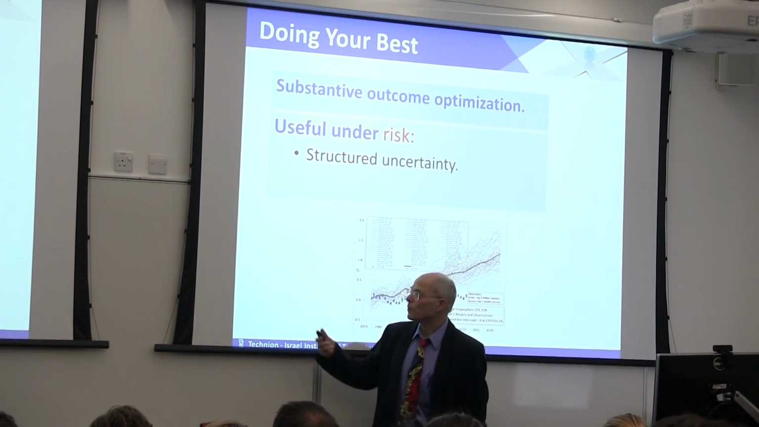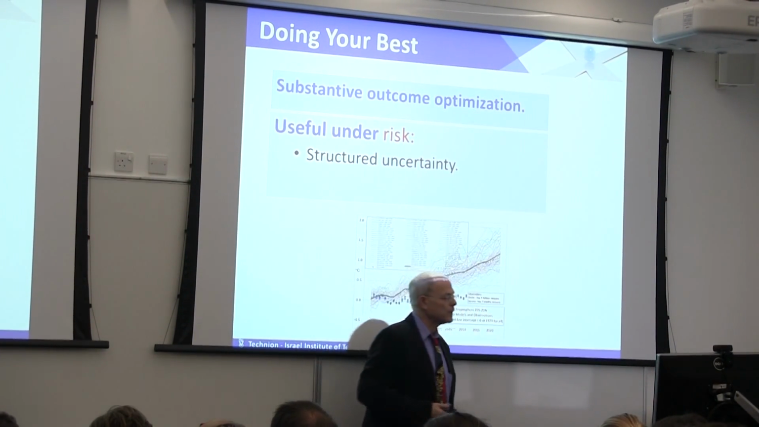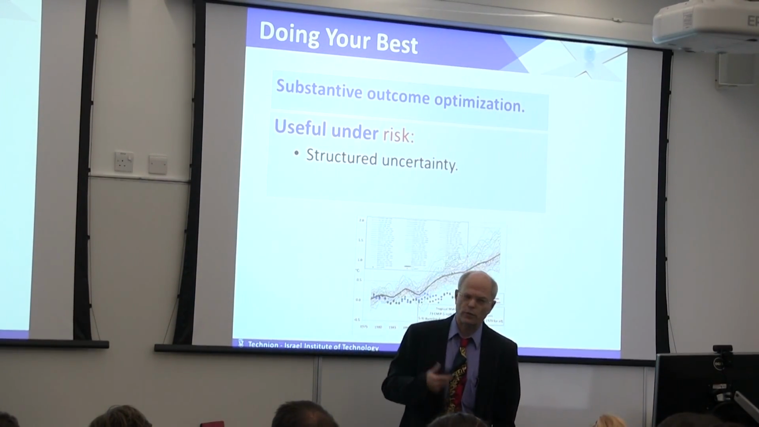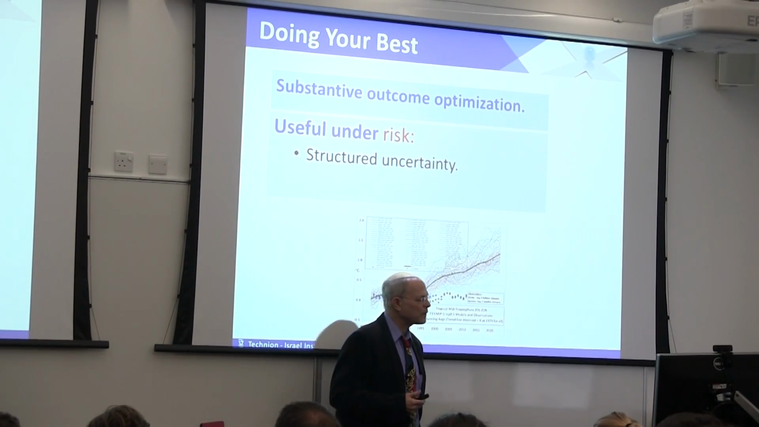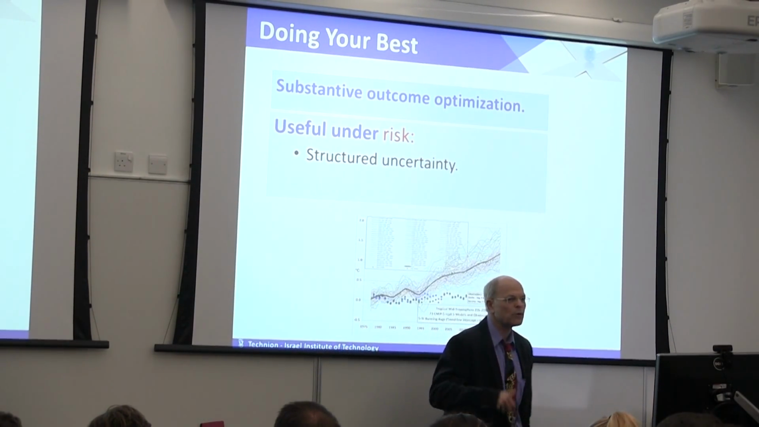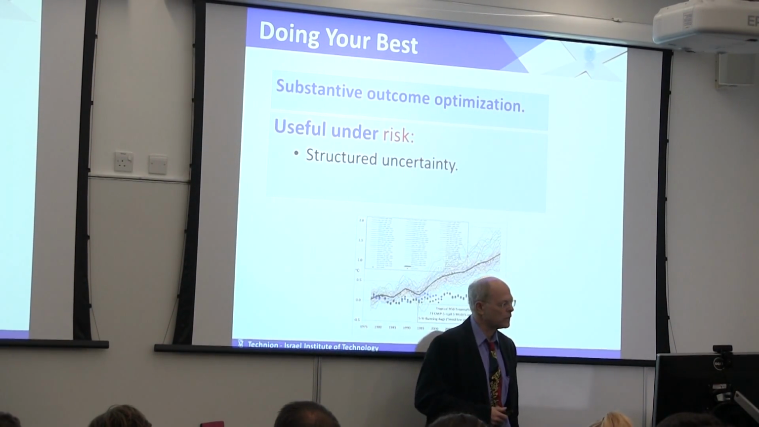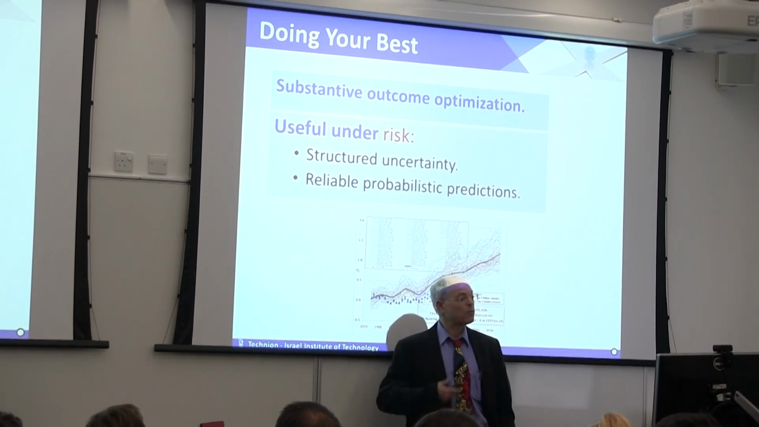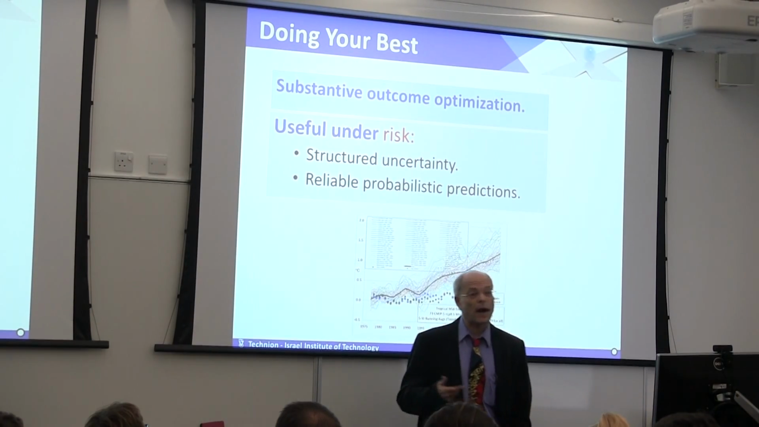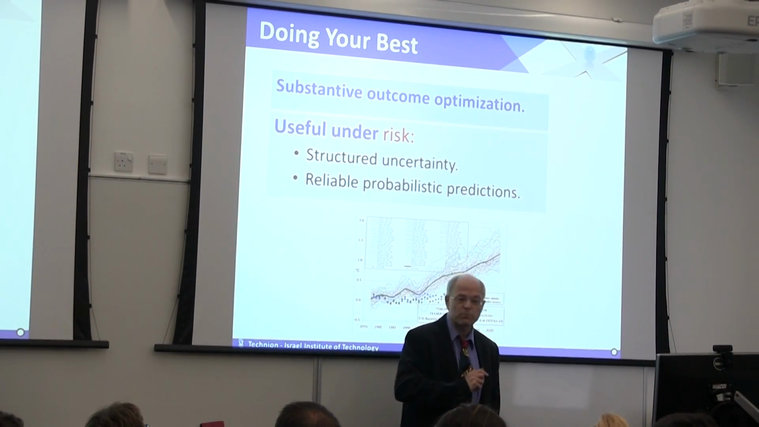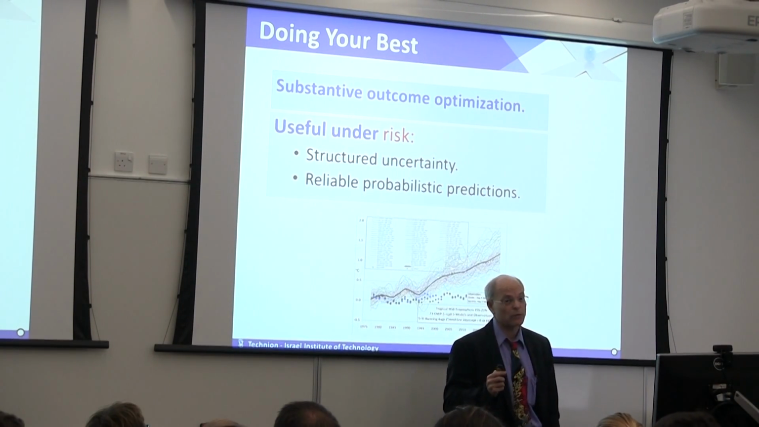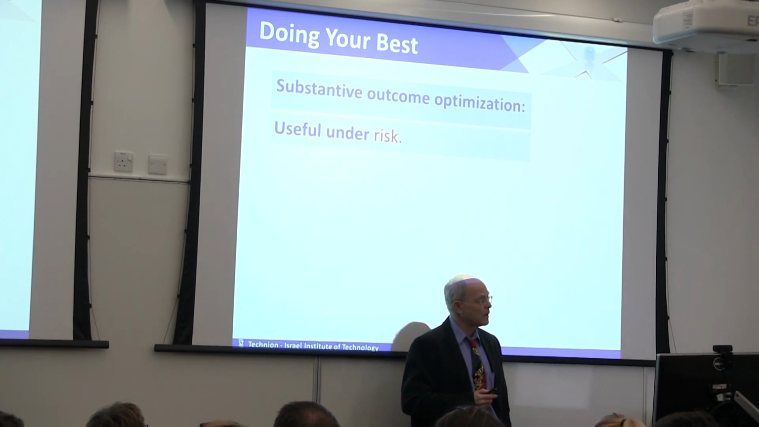Even if the risk is a horrible mess, which is what that graph is supposed to represent, as long as you have probabilistic models, and certainly in a deterministic environment, but as long as you have probabilistic models so that you know the event space and you know likelihoods, you have structured uncertainty, and you can make reliable probabilistic predictions, and then you can optimize in a probabilistic sense. And that's a perfectly kosher thing to do. I'm in favor of it, under risk, when you know probabilities.